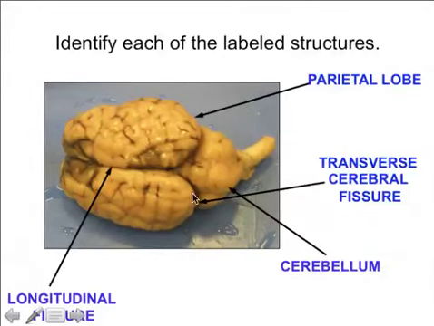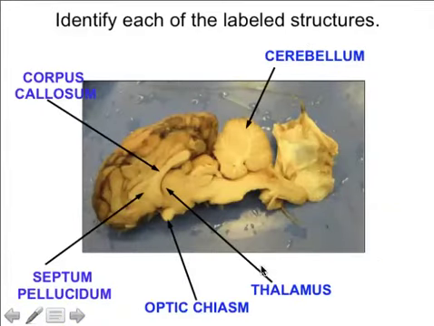Okay, this is a transverse section, and what you're looking at here are the cerebellum. You can see the arbor vitae in here.